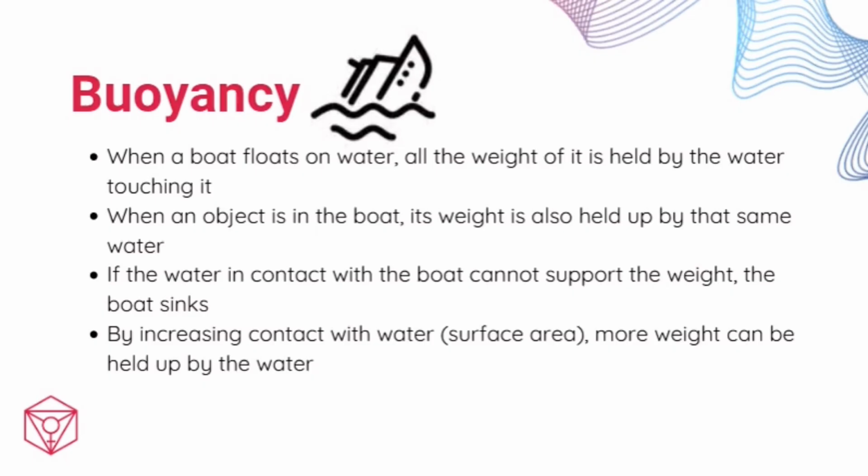This is why increasing the boat's surface area, for example, making it wider or giving it a larger brace, can allow it to hold more weight. A larger surface area spreads the weight over more water, increasing the upward force and helping the boat stay floating even when carrying heavier weight.